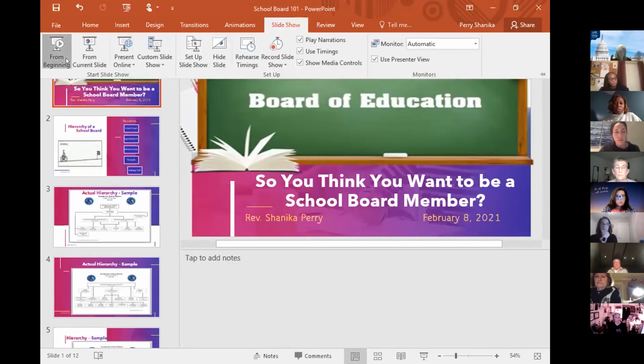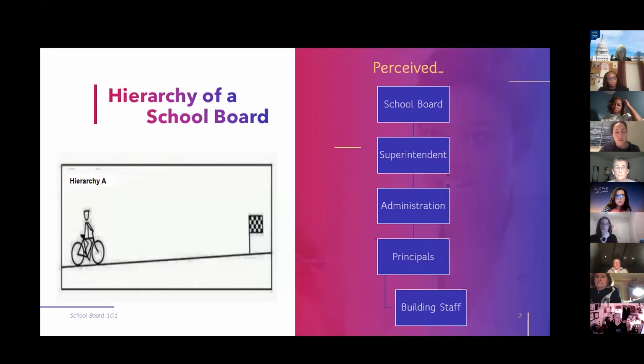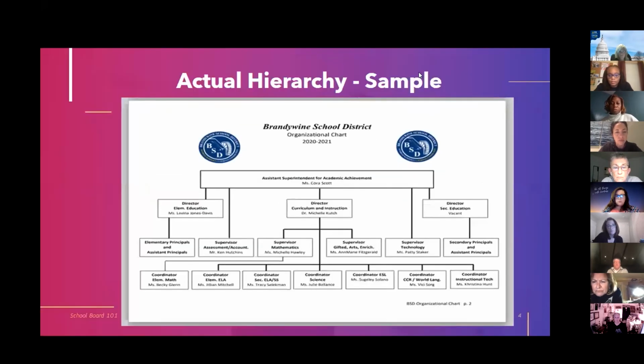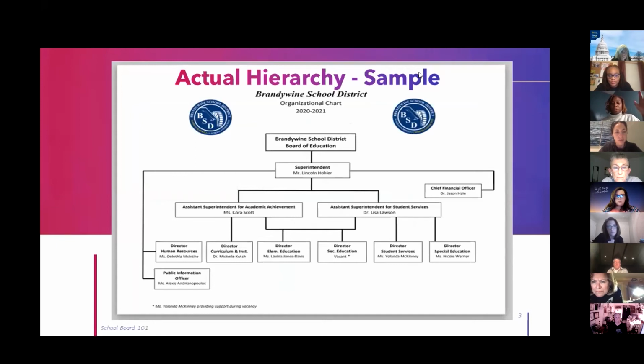One of the things was the hierarchy. So oftentimes we think the hierarchy looks something like this. It's linear, where it's school board, superintendent, the administration, principals, building staff. But really, it looks more like this. So it's so many tentacles, and it's no wonder that it's difficult at times to get things accomplished, because there are so many different tentacles associated with it.